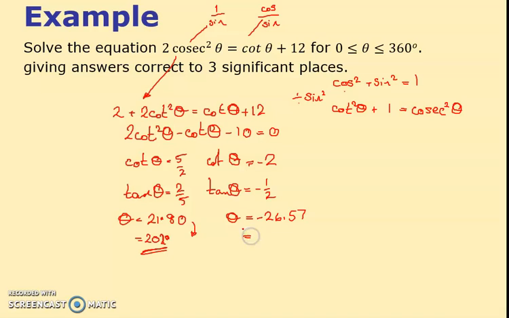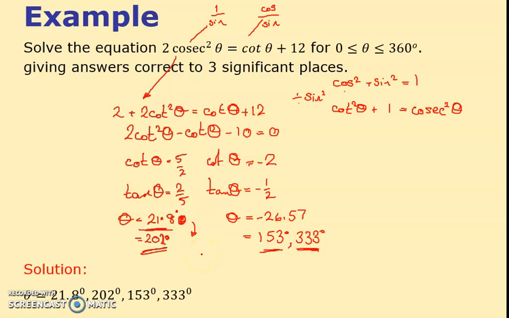Now if I add 180 onto that, it's 153 degrees. And if I add 180 onto it again, I've got to go up to 360. I think I can do that. So that's 333. I've lost my pen there. 333. So I think I end up with 4 solutions. I get 21.8, 202, and those 2. And they look the right answers.